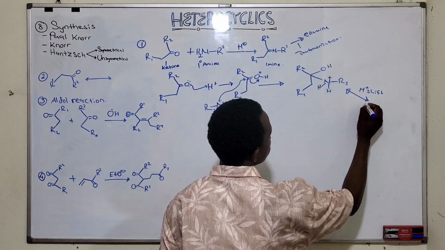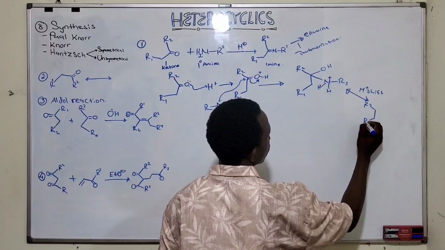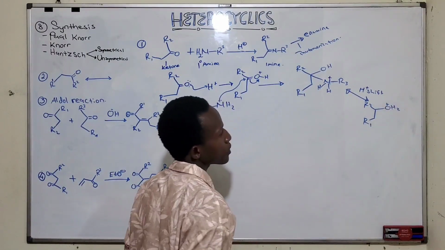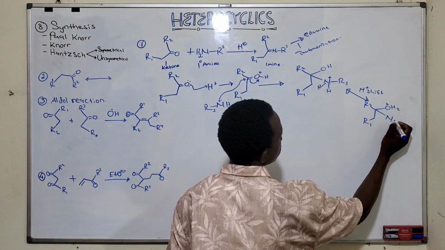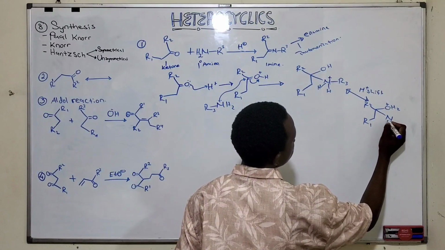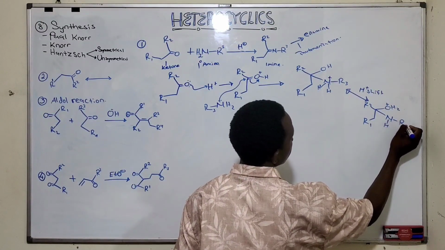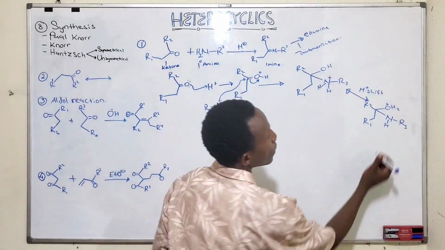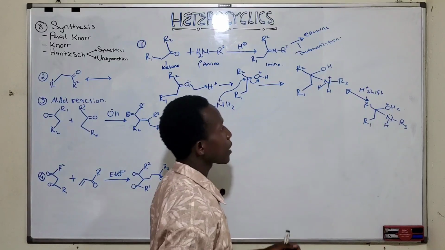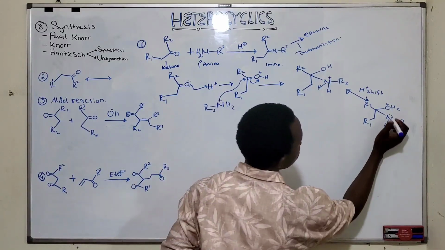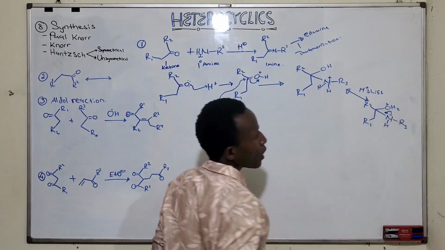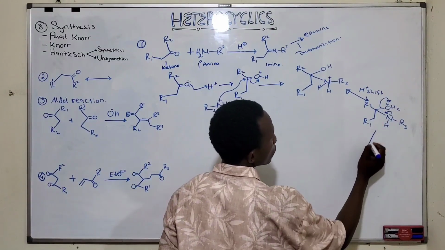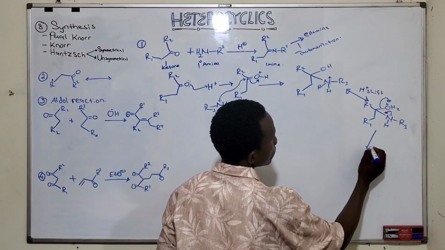Forming this compound. R2, you have R1, then this one will be OH2. Now this one is plus. Then the nitrogen stabilizes. So we have NH with R3. This is what we have. So nitrogen is having lone pairs back to form a bond. As it forms a bond, this one will break off. When it breaks off, we shall form this.